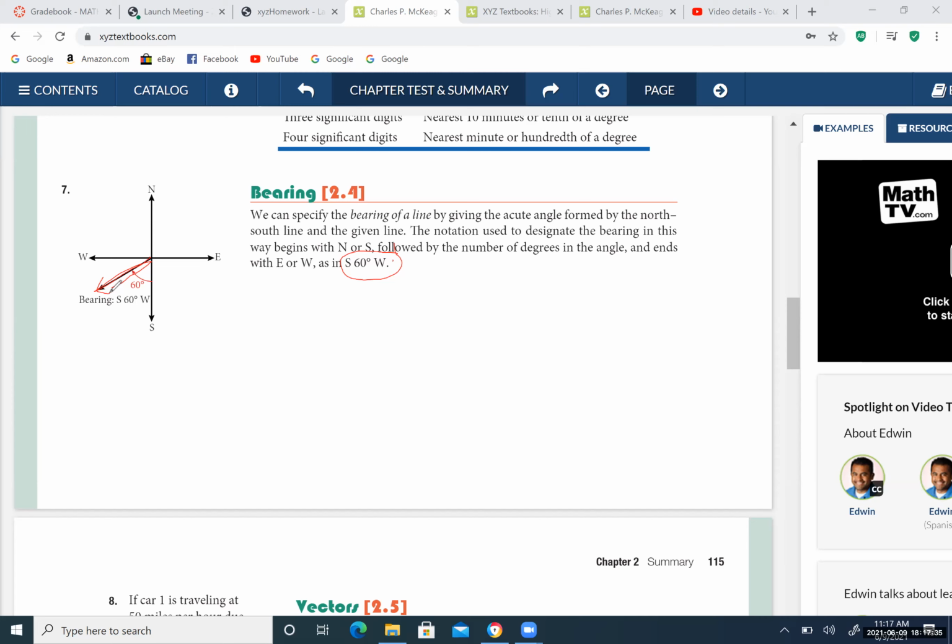So right here, we start from south, right? South 60 degrees west. So that is the direction, and we call this the bearing line. So this line is south 60 degrees west. That's the bearing of the line. Actually, like I said, you just need to know this a bit. You don't have to be very good at it to do the work. Okay, let me move on.